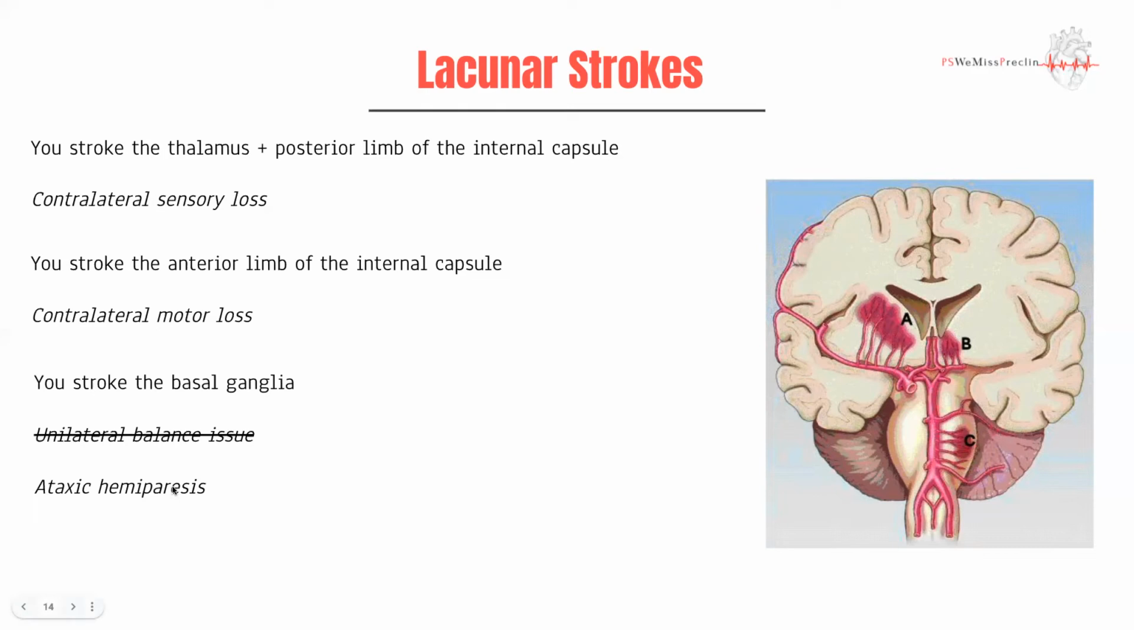With the lacunar stroke, you can present with either ataxic hemiparesis, contralateral motor loss, contralateral sensory loss, or a combination of any of these three. So if I told you that you have a patient who's come in with contralateral sensory loss and ataxic hemiparesis, you would tell me that, Karan, you've probably stroked out the thalamus, the posterior limb perhaps, and the basal ganglia. So this is a lacunar stroke that spared the anterior limb of the internal capsule.